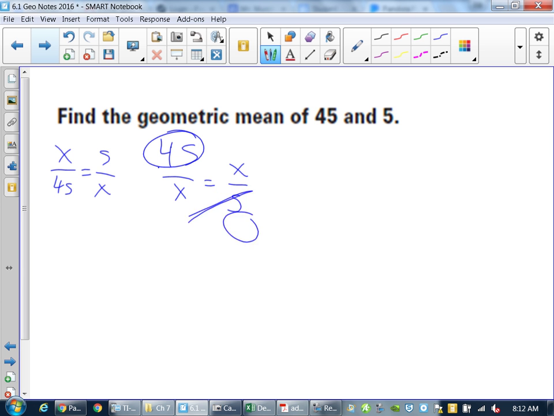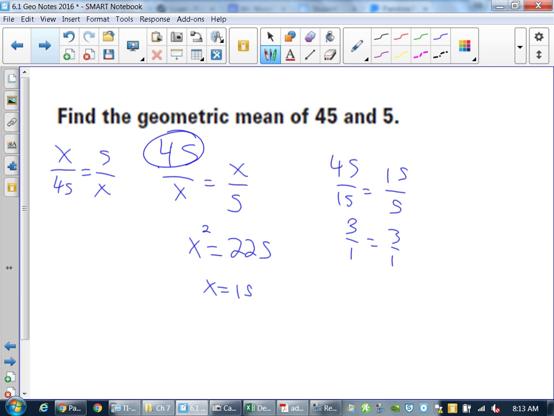Yes, sir. Would it be wrong if 45 comes first, but you write 5 on the left? 45 times 5 is the same thing as 5 times 45. So we multiply that out, you get x squared is, what is it, 225? And what's the square root of 225? 15. Because 45 divided by 15 is the same thing as 15 divided by 5. It works out to be 3.